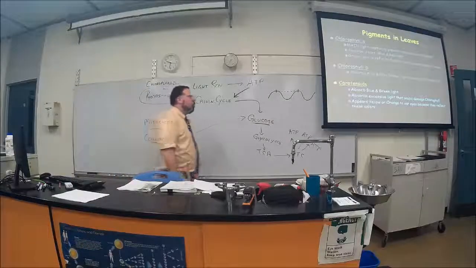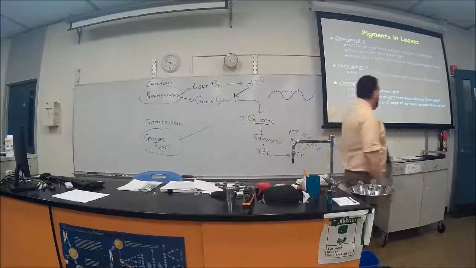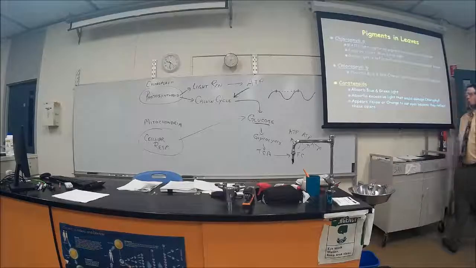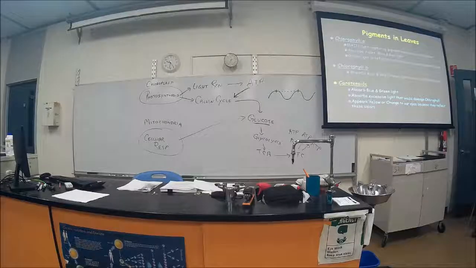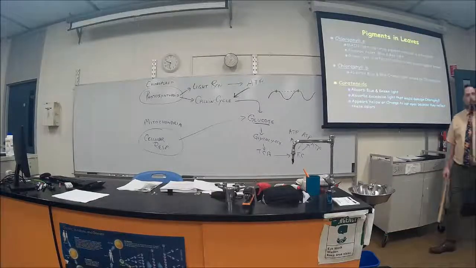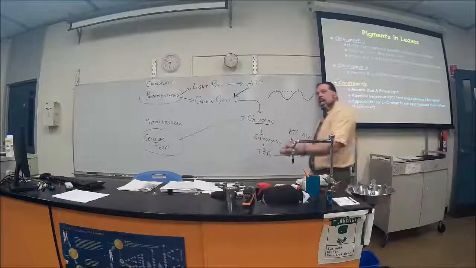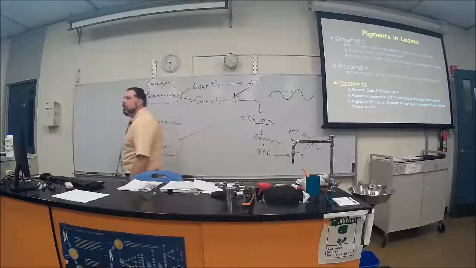We also have carotenoids, and these are actually going to absorb the blue and the green, and we'll get back to this one, leaving the oranges and yellows reflected back. It's the carotenoids that give the carrots the orange color, that give the apples the red color, because that gets reflected back, and that's what we see.